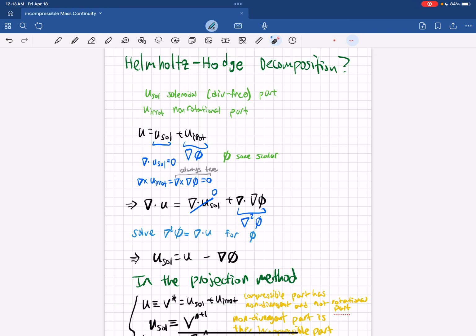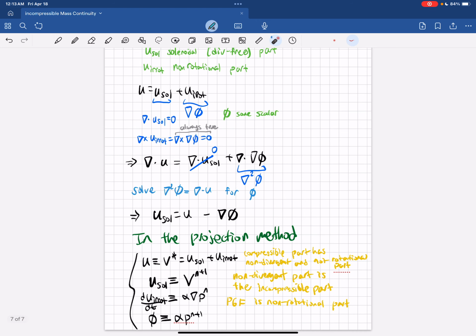But the idea is any fluid velocity can be split into a part of the fluid velocity that is called solenoidal, which is the divergence-free part. In an incompressible fluid, that would be the incompressible part. And we have a non-rotational part, which is the extra part that is associated with the compressibility, sort of. That's a way to think of it.